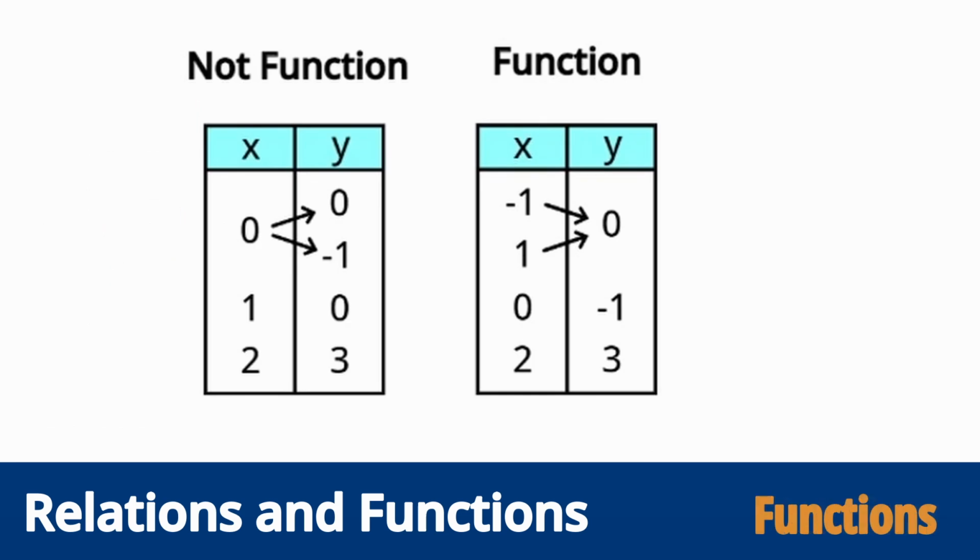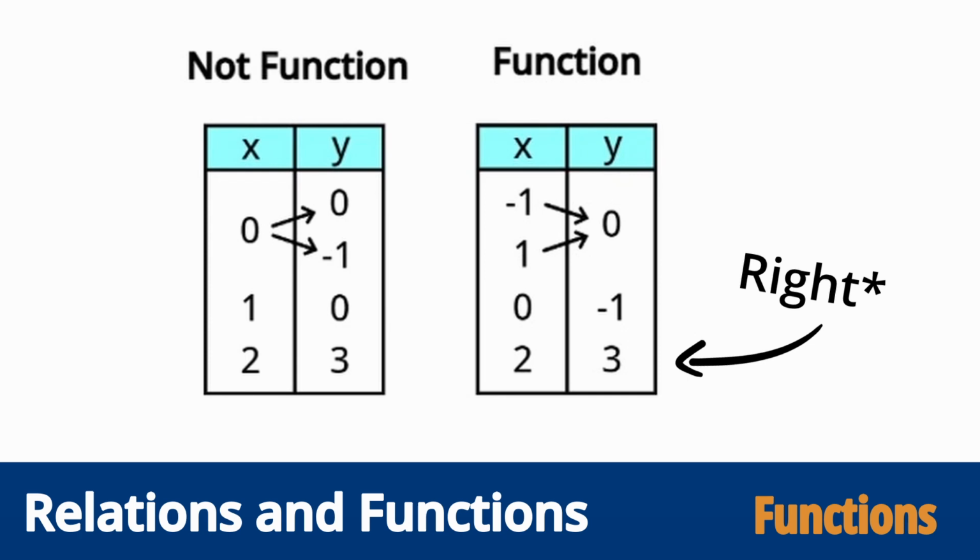Now let's talk about functions. This table here on the left is not a function, and this is why. The x is the domain or the input, and the y is the output or the range. When you put in an input of 1, you're going to get a 0. When you put in an input of 2, you're going to get a 3. But when you put in an input of 0, you're going to get 0 and/or minus 1, and you can't come out with two different outputs.